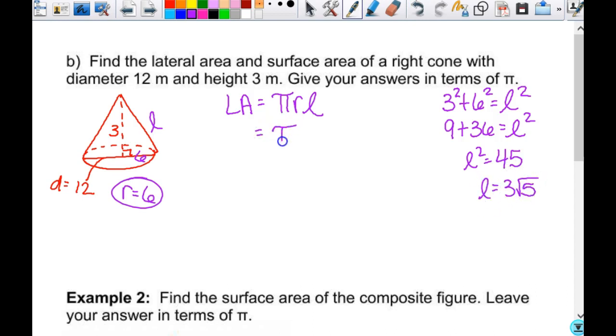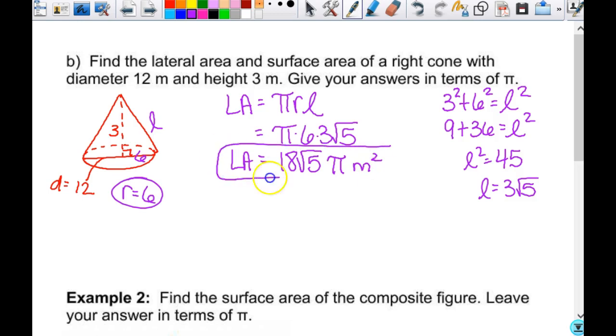So come back over here. Pi times 6 times 3 square root of 5. Lateral area is what? 18 square root of 5 pi. And what is it? Meters squared? Be careful when you are doing those things that your pi doesn't look like it's under your square root sign, right? So surface area is lateral area plus pi r squared.